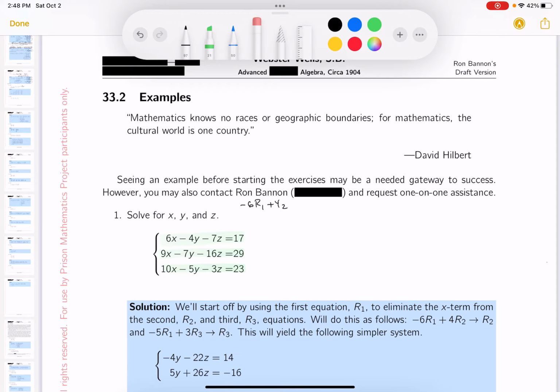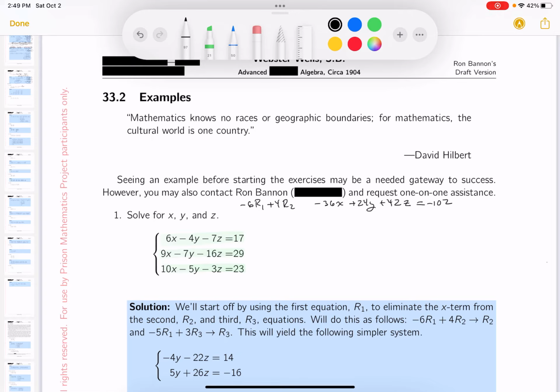Let me get my eraser. Let me write this down for you. I'm doing minus 6 times row 1, that's equation number 1. It's minus 36x. Let's see, minus 6 times minus 4 is plus 24y. And then, minus 6 times minus 7 is plus 42z. And let's see, minus 6 times 17 is going to be minus 102.